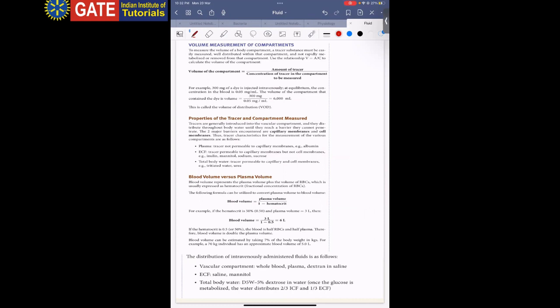And for that you have to use the relationship, that is the volume is equal to amount of the tracer divided by the concentration of the tracer that will be present in that particular compartment. So for example, you use a tracer that is a dye and you gave it intravenously. And the concentration of the dye in the blood is 0.05. So the volume that will be contained within the compartment will be 300, that is the amount which you gave, divided by the concentration 0.05. It will be 6,000 milliliter. And this is known as the volume of distribution.